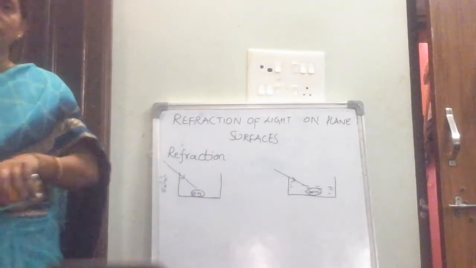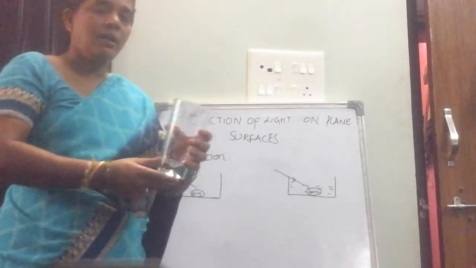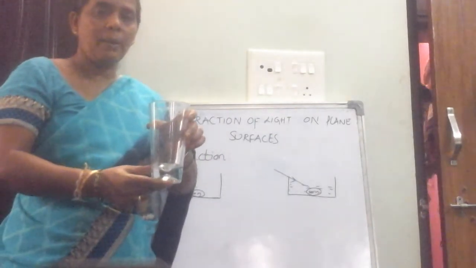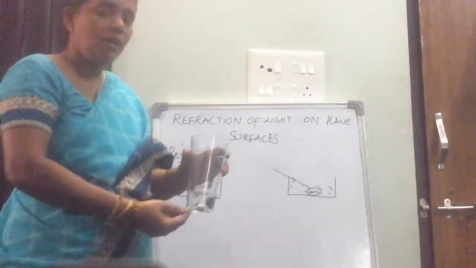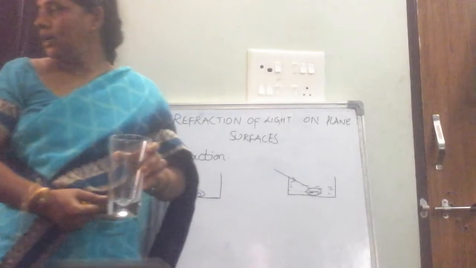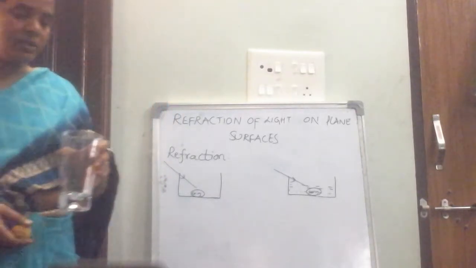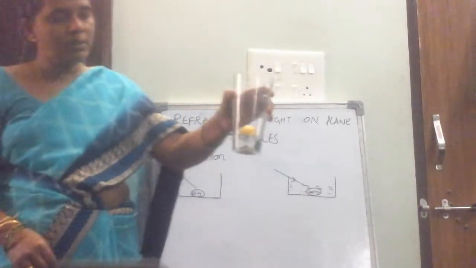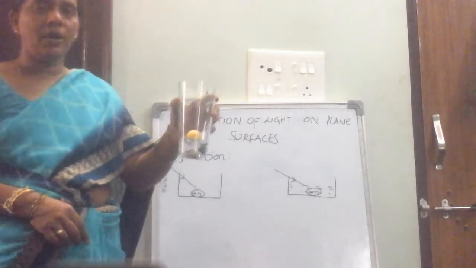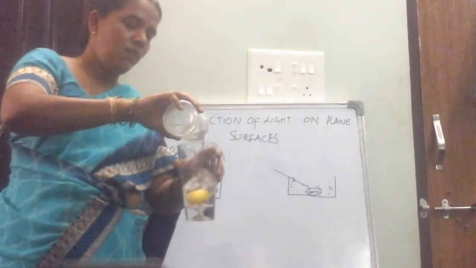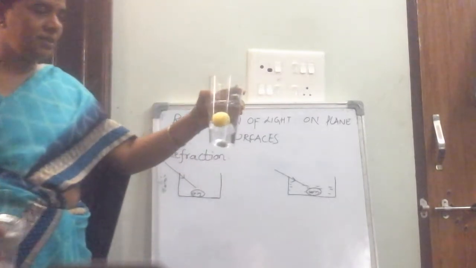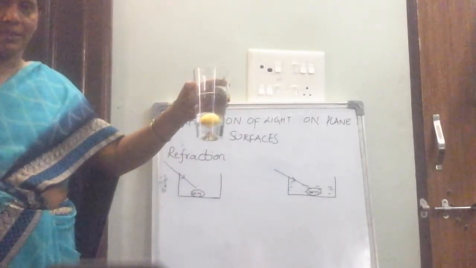It's a glass, is it not? In this glass, if I place a coin inside, are you able to see it? No, it is not visible. If I place a lemon inside, you are able to see it. But if I place some water inside, how does it appear? It is bigger in size.